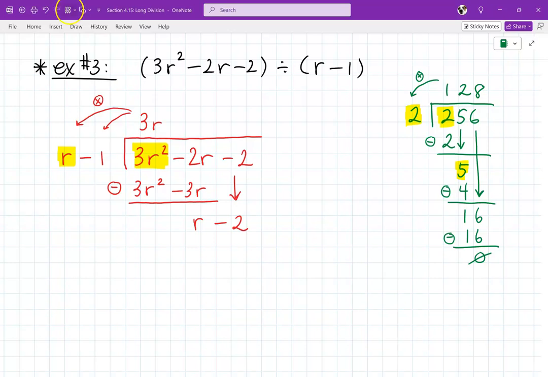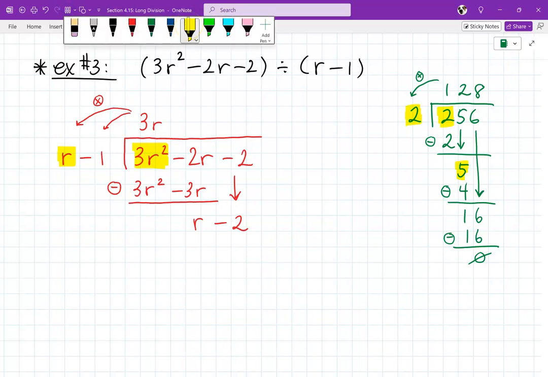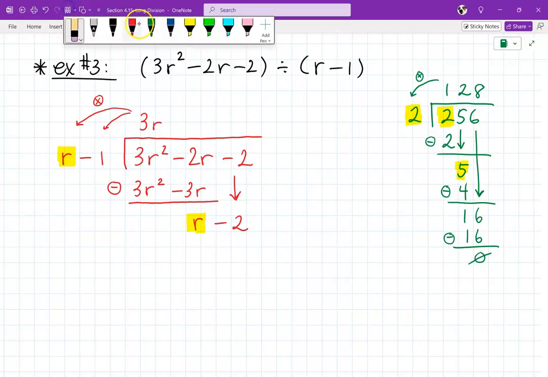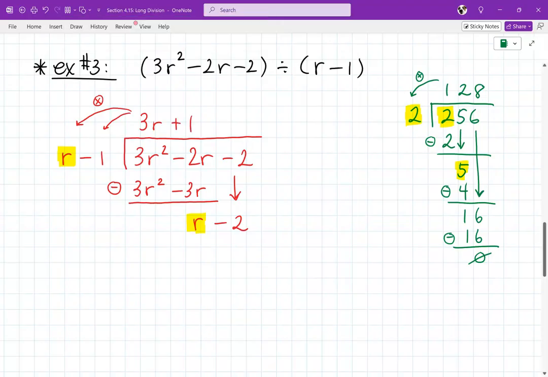Okay, now focus again on the first terms. Forget about this one up here now. Focus on that. What do I multiply r by to make it into r? 1, right? A positive 1. So now I'm going to multiply by the positive 1, not the 3r, just the positive 1, into those things. So 1 times r is r, and 1 times negative 1 is negative 1.